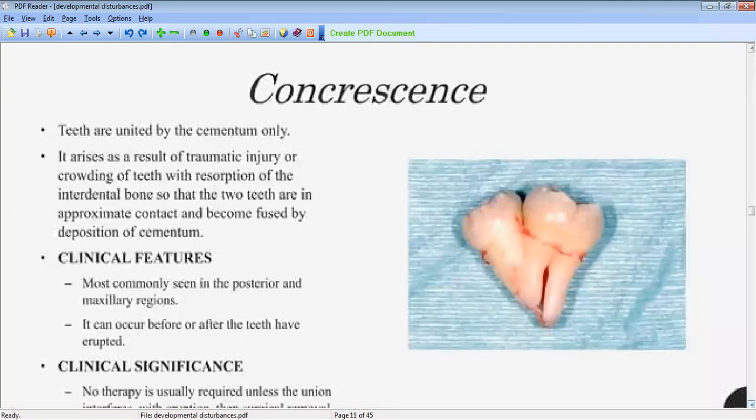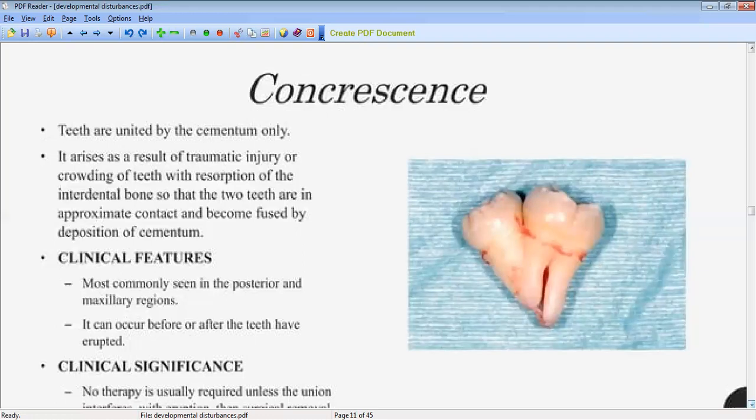Then come to concrescence. The teeth are united by the cementum only. It arises as a result of traumatic injury or crowding of the teeth with resorption of the interdental bone, so that the two teeth are in approximate contact and become fused by a deposition of cementum. Right, the crowns are separated, the roots are fused with the help of cementum only. Most frequently seen in the posterior and maxillary region. It can occur before or after the teeth have erupted.